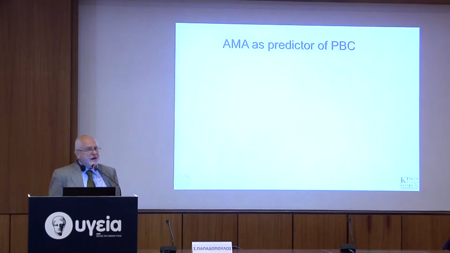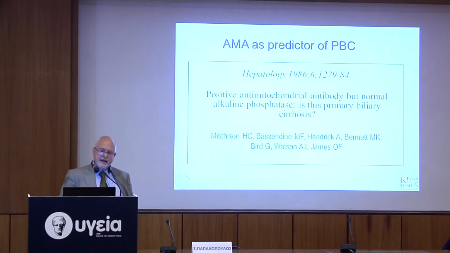AMA are a very good predictor of the disease. I tell you the story because it's a very English story. It was published by Mitchison at the very beginning. Positive antimitochondrial antibody, but normal alkaline phosphatase. Is this primary biliary cirrhosis?